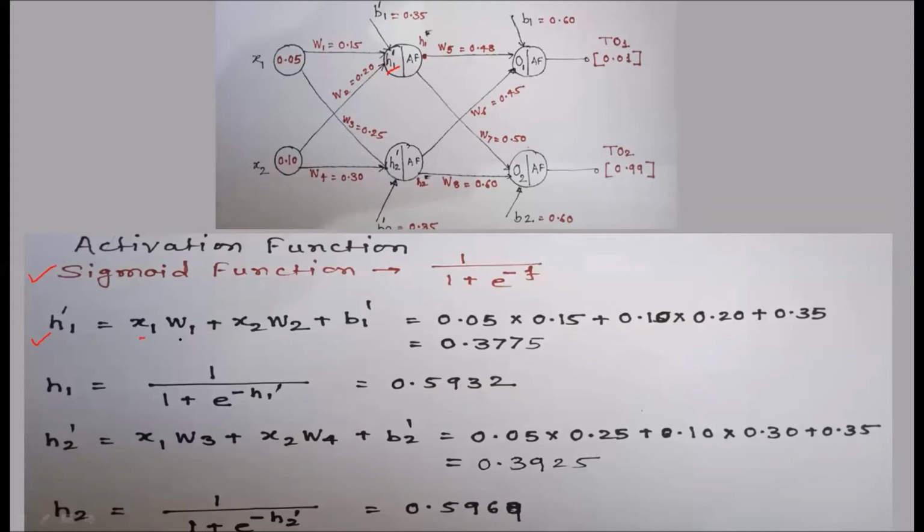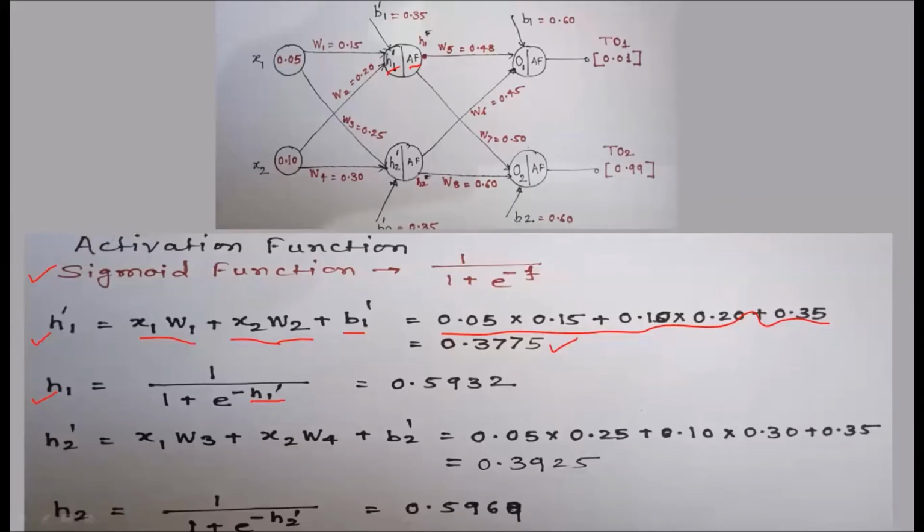H1 dash is x1 into W1 plus x2 into W2 plus B1 dash, that is the bias component. So substitute the values here, and with the bias also you will get this value of H1 dash. This H1 dash is actually the output of this hidden layer node before passing through the activation function. Now H1 is the output after passing through the activation function. So H1 dash will pass through the activation function, that is the transfer function, and then we'll get the actual output of this hidden node, that is H1. Since we are using the sigmoid function, the H1 formula is 1 divided by 1 plus e to the power minus H1 dash.